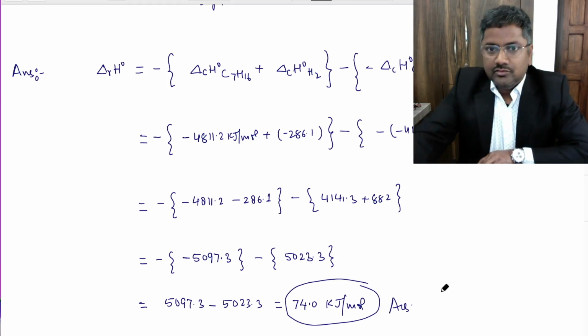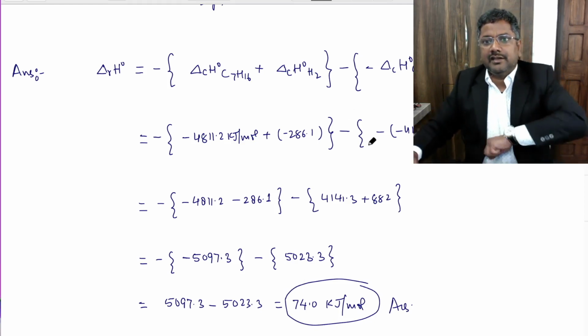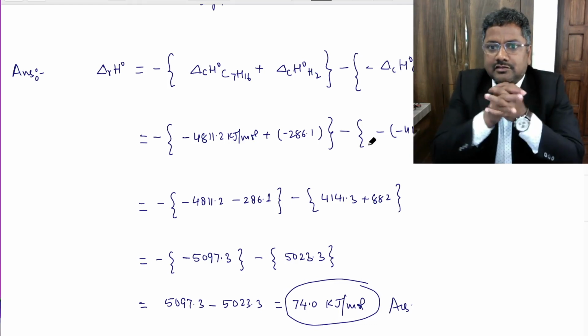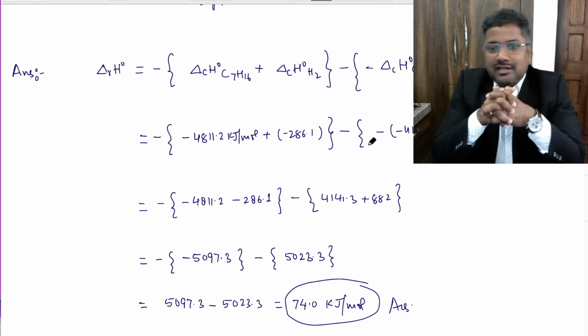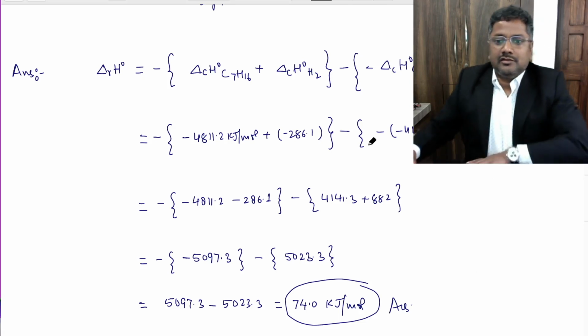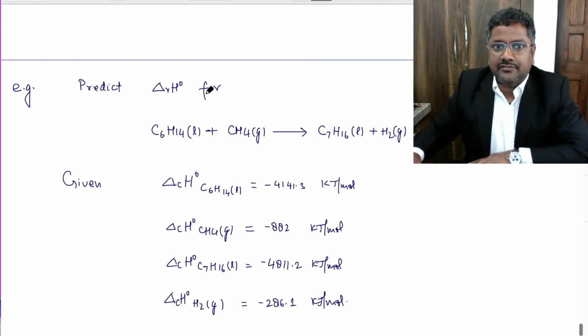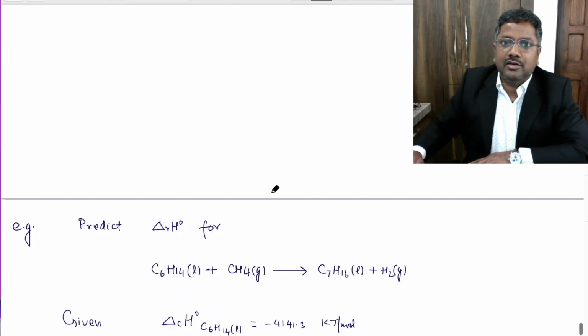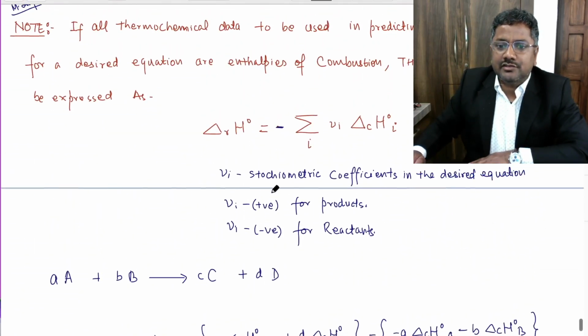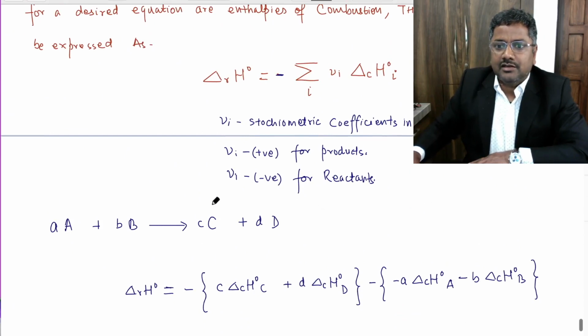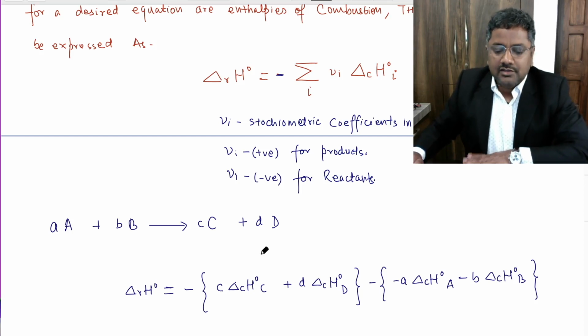So if you are doing it in this manner, then your answer is always correct. Otherwise magnitude will match, but sign will not match, right? Remember. So if combustion data are given, and it is asked to find the delta H of any reaction, then you have to use this concept, this equation, for the calculation of delta H of the reaction, right? Hopefully all of you are clear and remember this, right?